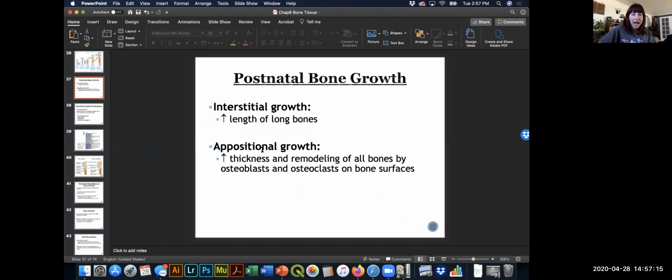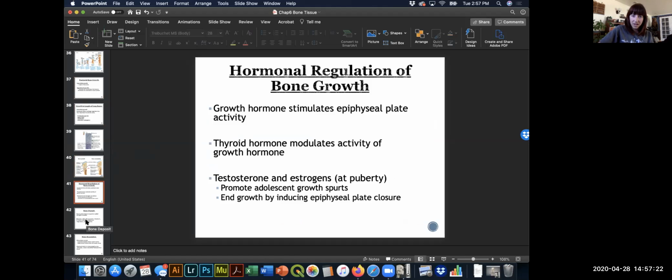The appositional growth, which finally is getting to your question of the bone remodeling, is the deposition of bone tissue combined with the resorption of bone tissue, right? So osteoblasts lay down bone tissue and osteoclasts resorb bone tissue, right? So we're clear on that, right? And they're both doing those things. They're both doing their job at the same time. And that's considered bone remodeling.